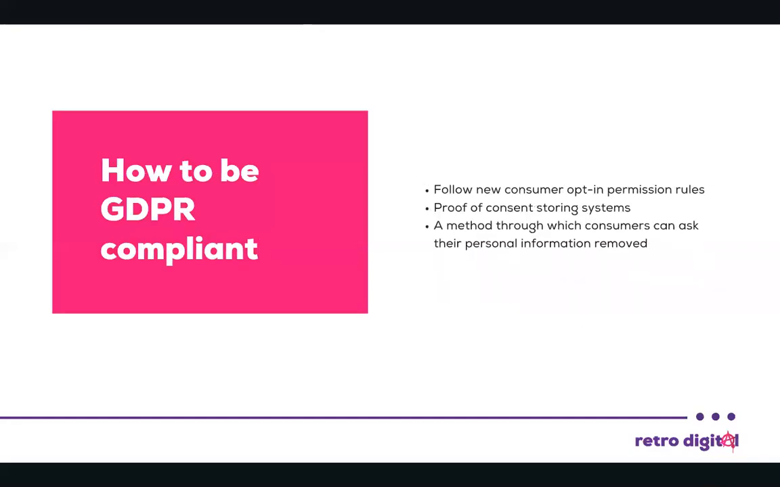So how do you be GDPR compliant in your email marketing? Before these rules came in, when you signed up for a new service or bought a product, you had to opt out of email marketing campaigns. With GDPR, companies are no longer allowed to do that. You have to opt in. So when you're signing up for a product, you have to say that you agree and opt into email marketing campaigns rather than opting out.